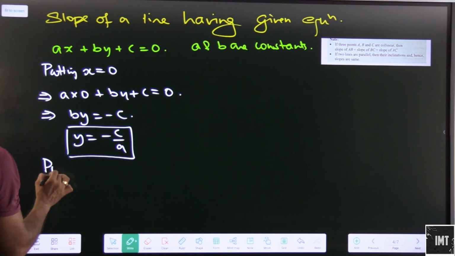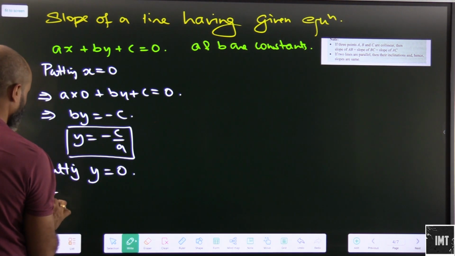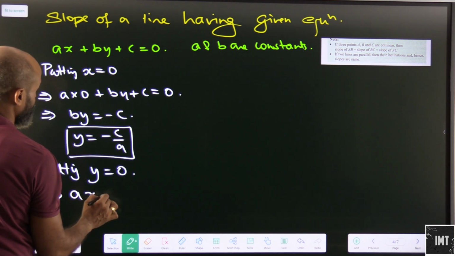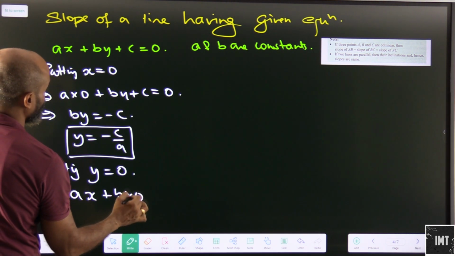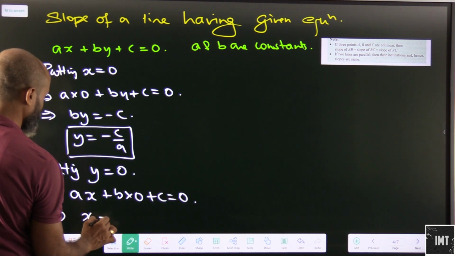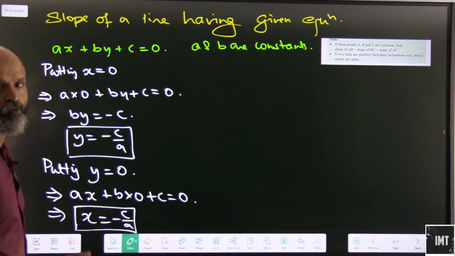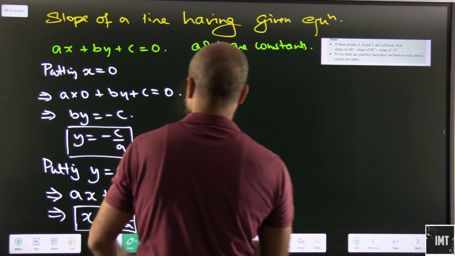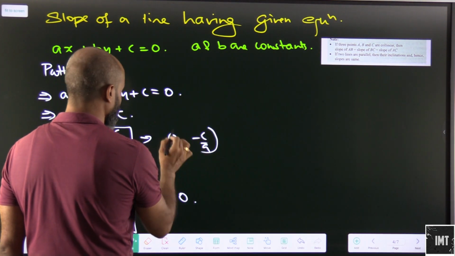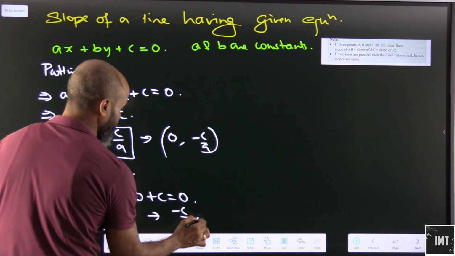And similarly, putting y is equal to 0, this will be how much? A x plus b into 0 plus c is equal to 0, which would mean x is equal to minus c by a. So these are the two coordinates that we have. What will be the coordinates of this point? Obviously 0 and minus c by b. And what will be the coordinates of this point? Obviously minus c by a and 0.